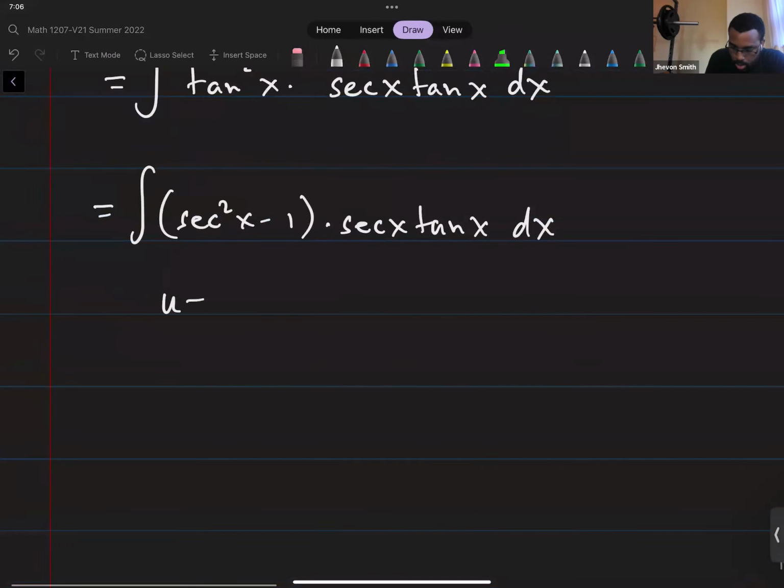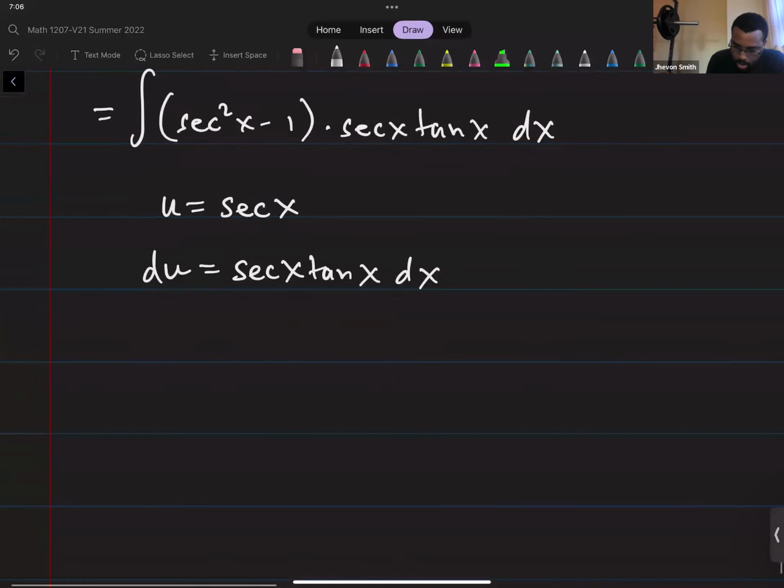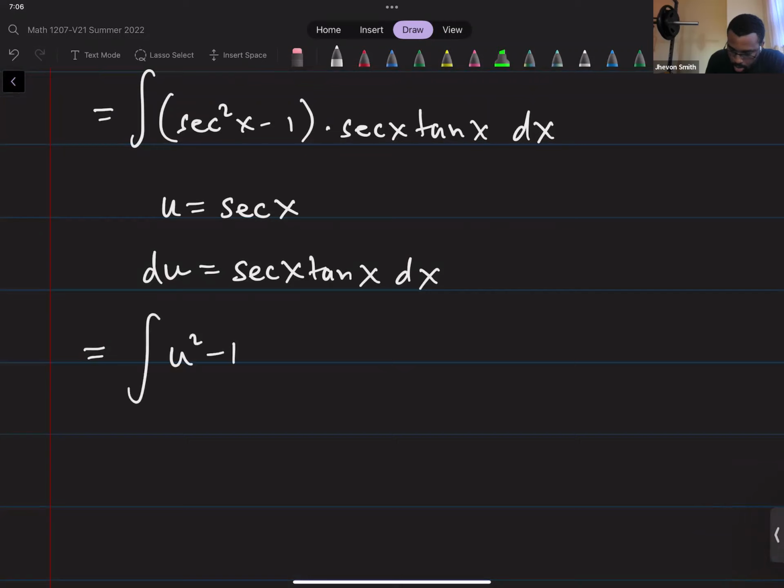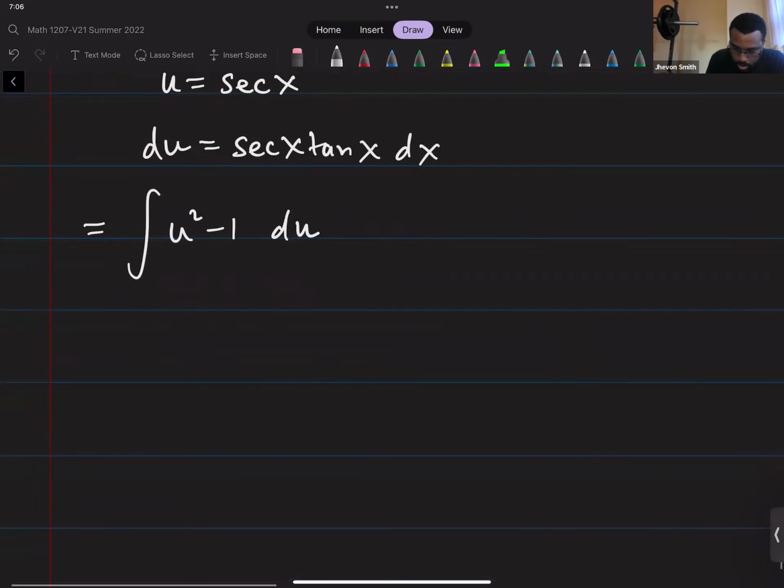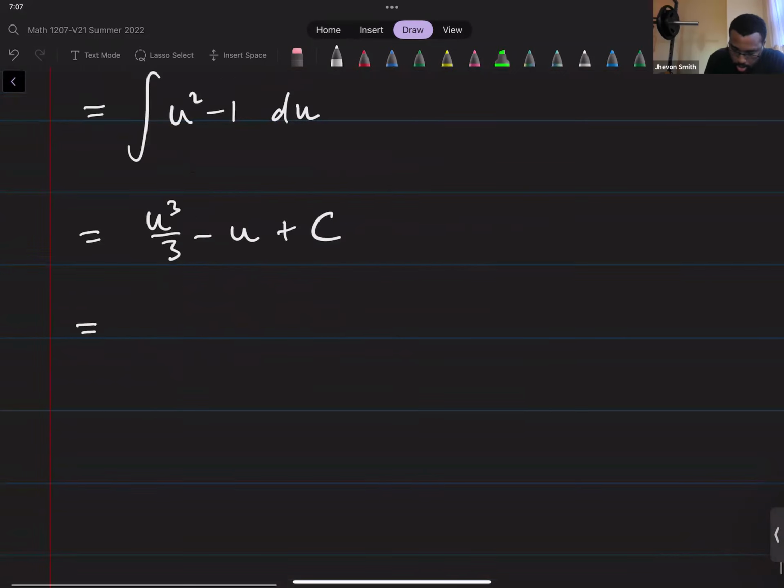Now I'm going to do u equals secant. My du is going to be secant x tangent x. So I would end up with the integral of u squared minus 1 du. So you give me u cubed over 3 minus u plus c. And u was secant. So this is secant cubed over 3 minus secant x plus c.